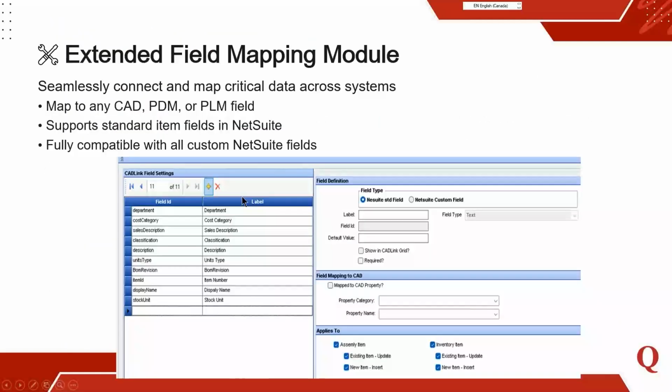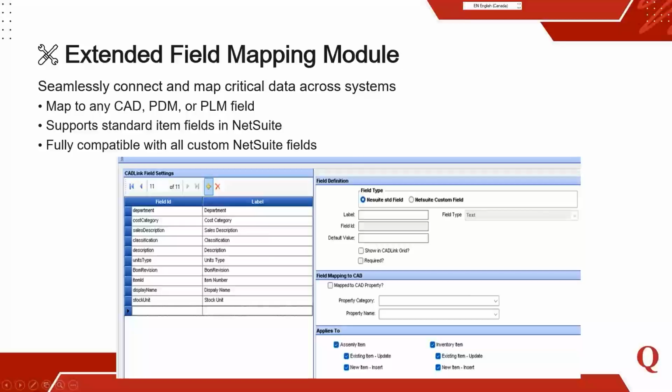So we have actually got a new feature that's recently been added to our standard version of CADLink. And really it allows you to take control of your data integration by providing you with field mapping access. It's designed with the end users in mind and allows you to map any field from your CAD, PDM, or PLM system through CADLink. So any field that's available within one of those engineering systems will be available to map to a NetSuite field.